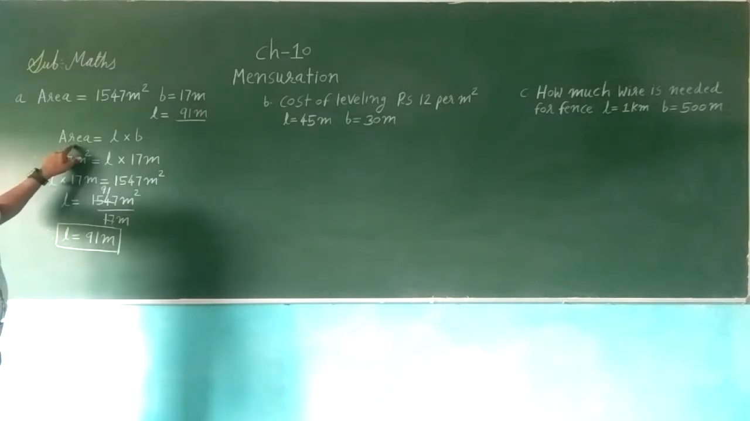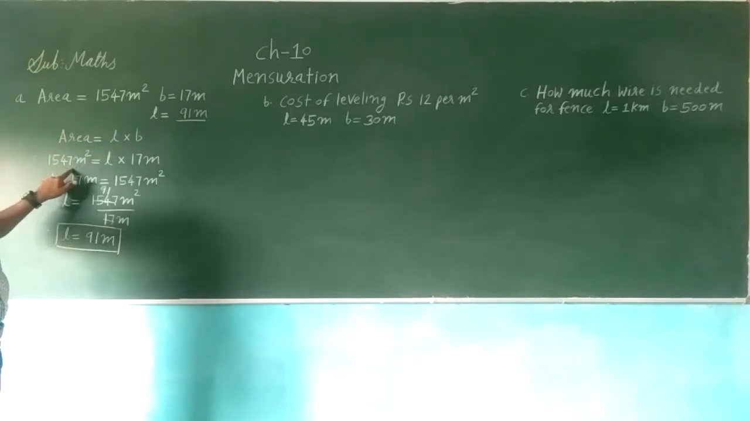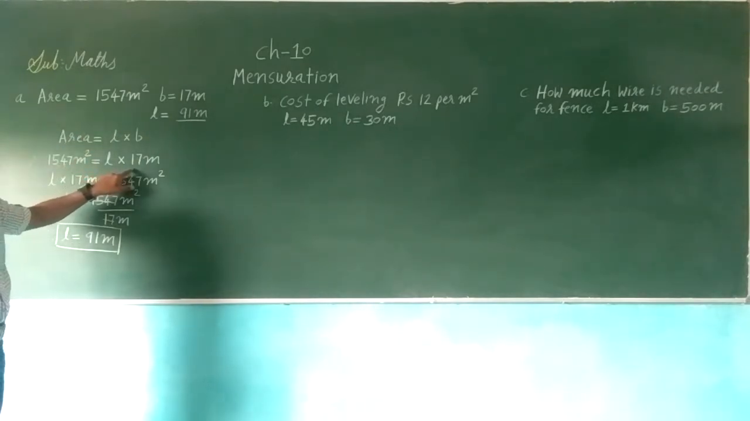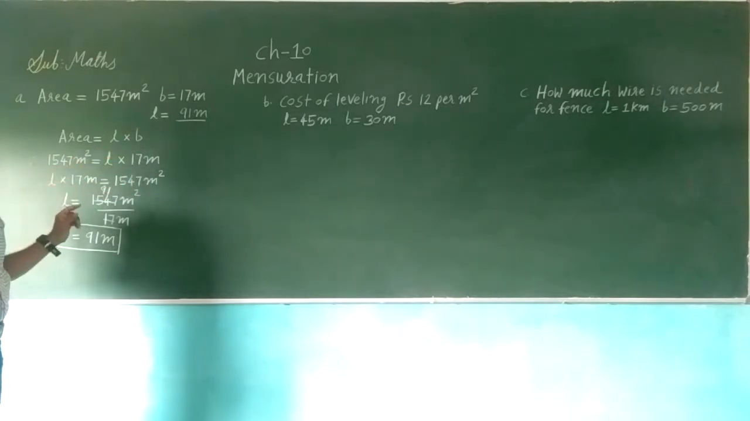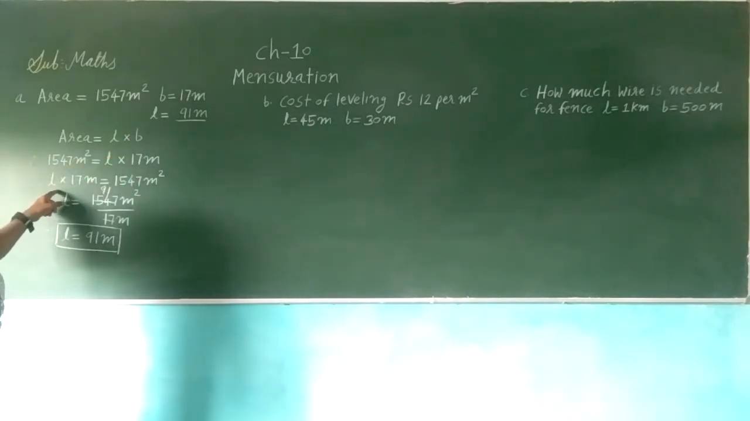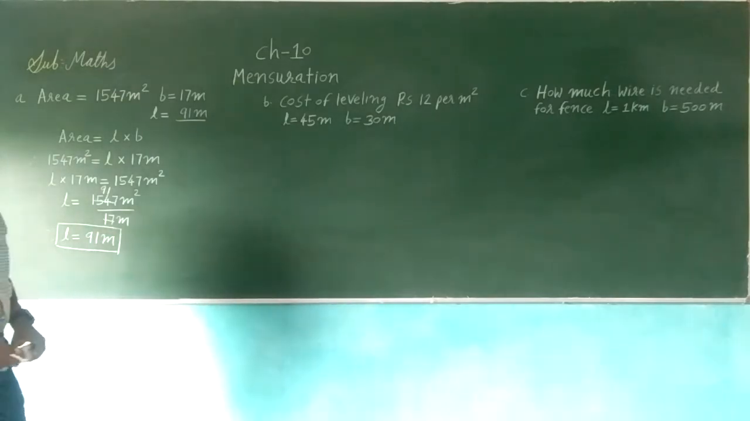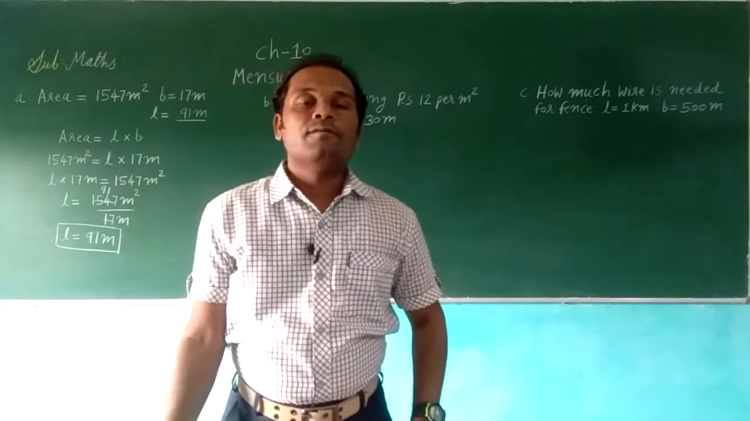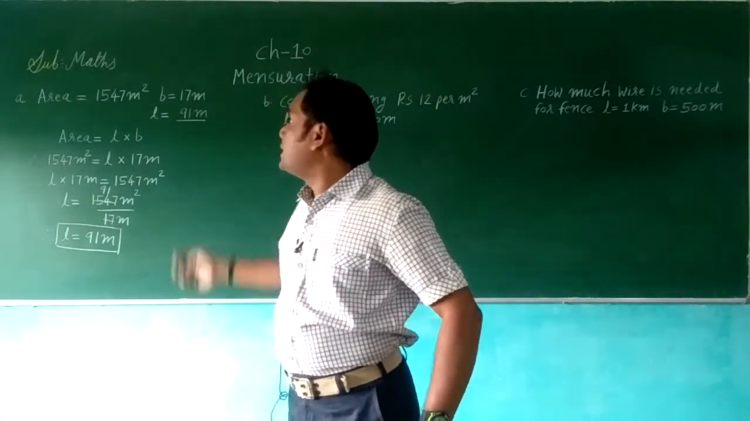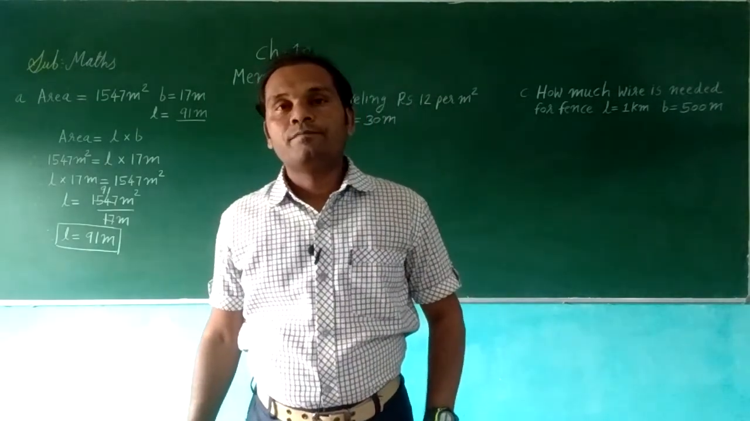We used the area of a rectangle, L into B. The area is already given, which we have written here. Then length is not given, so we just wrote L, and breadth is given, 17 meter. Then we took L to this side. L is equal to 1547 divided by 17 meter, and 91 meter is the answer. So this way we can very easily find the length of the given field.